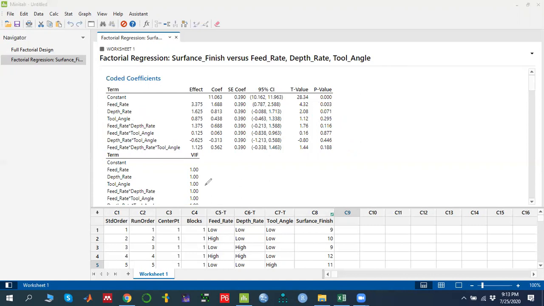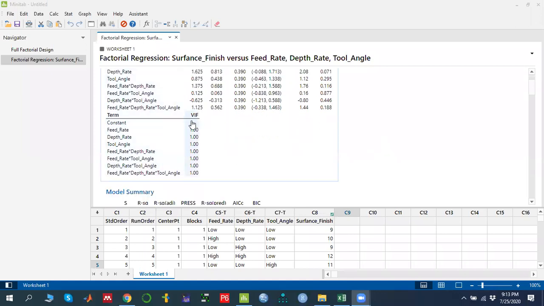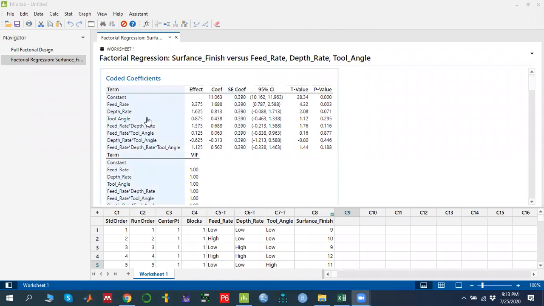Okay, and the second thing is we can also see the VIF, called the variance inflation factor. If it is 1, that means we are in good shape. That means there is no multicollinearity between the independent variables. So what are the independent variables? That is feed rate, depth rate, as well as tool angle. And what is the dependent variable? That was the surface finish, right?